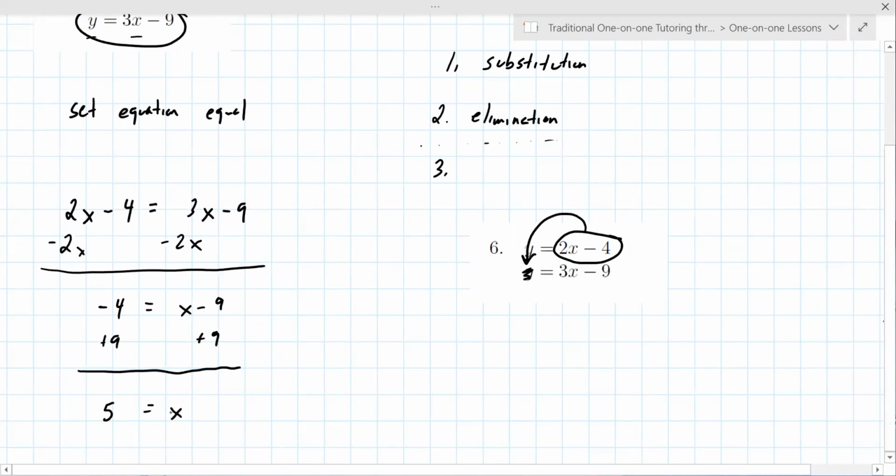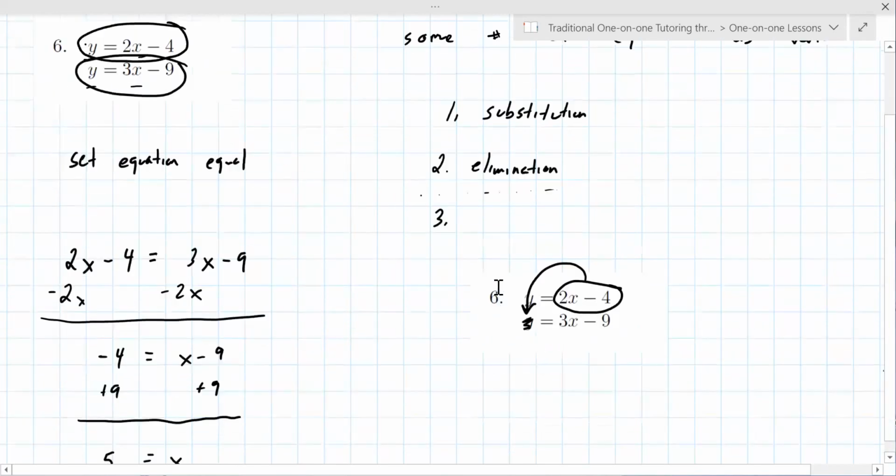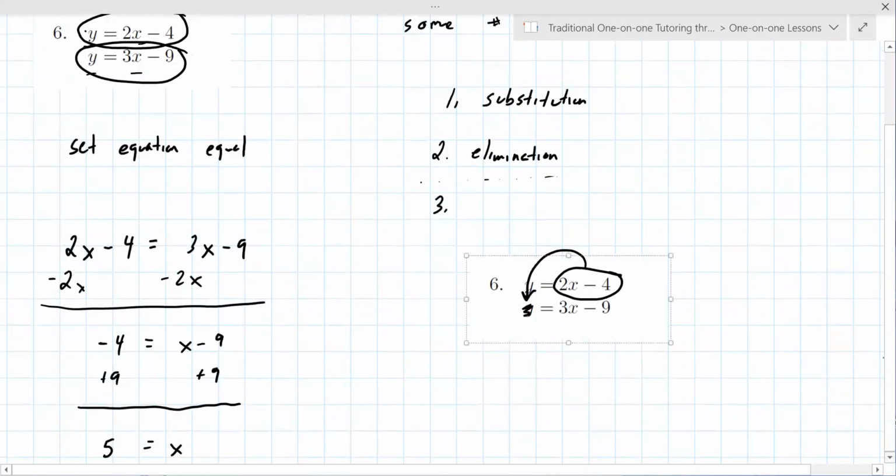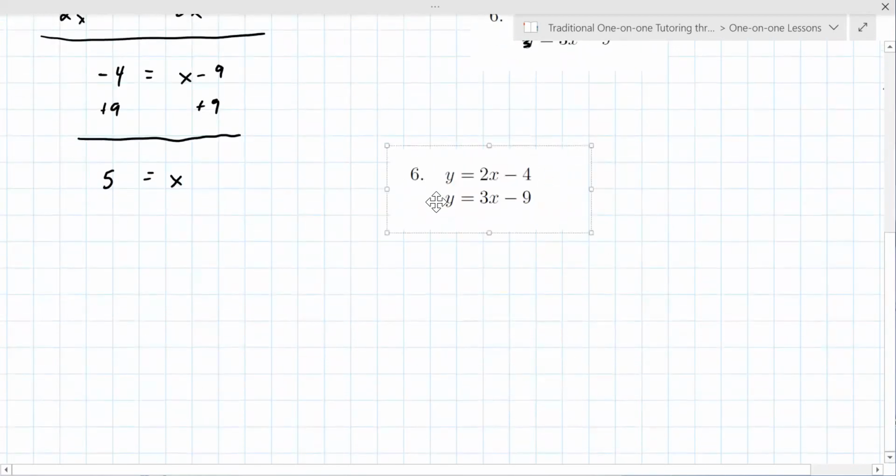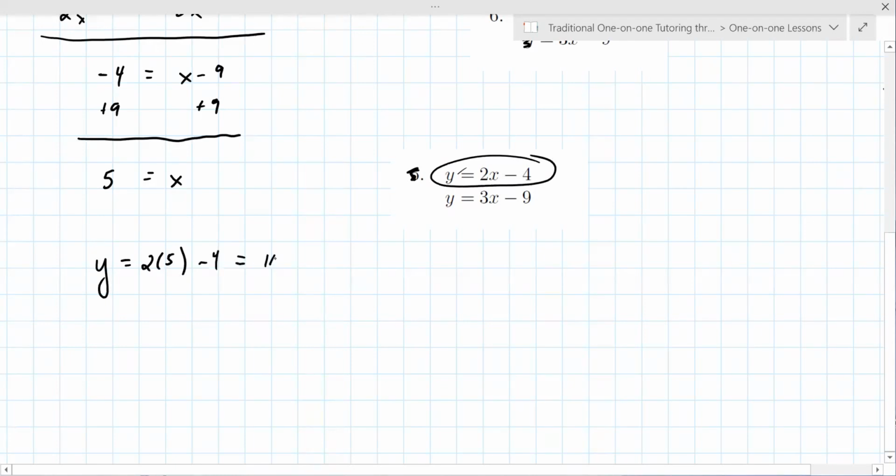Okay. To find the other variable y, you would go back to either equation, whichever one you like. And since they're already solved for y, it doesn't matter which one you choose. You should get the same value, but I'll just choose the first equation. So y equals 2 times 5 minus 4. 10 minus 4 is 6. And so your answer would be 5, 6, or you might see it like x equals 5, y equals 6, something like that. Okay.